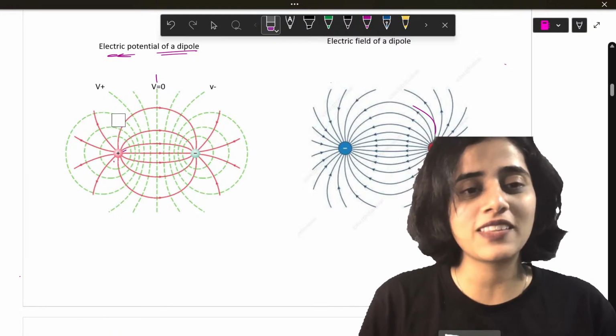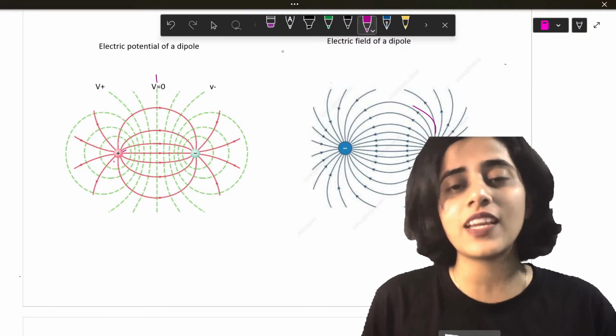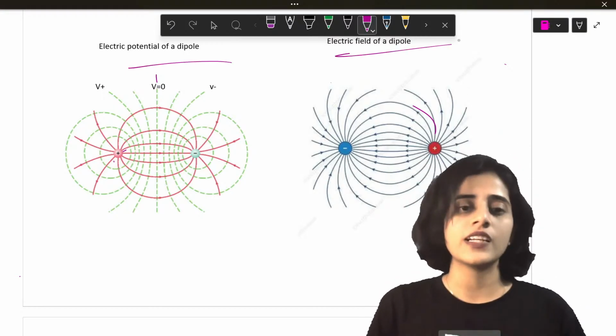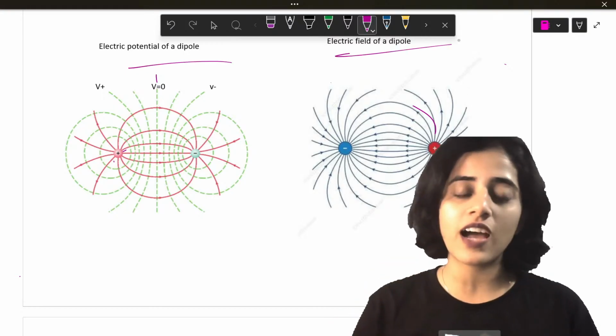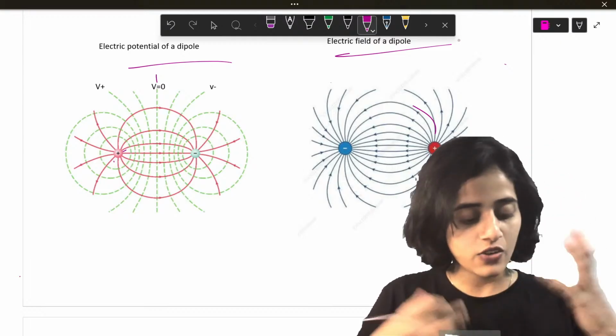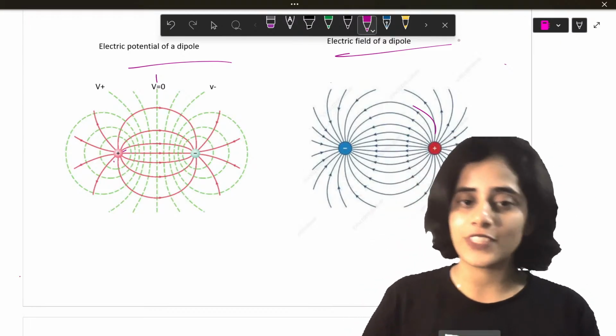I didn't want to break the flow of what I'm explaining. So, is this clear to all of you? This is how electric field lines are and electric potential is for a dipole.